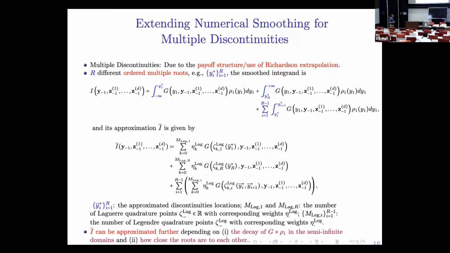Then you use maybe Laguerre quadrature for these semi-infinite integrals, and for each of the in-between ones you can use a Legendre kind of quadrature to approximate them. I should note here that you can approximate this further if you have some knowledge about the decay of the product of G times rho 1, because then you can approximate the semi-infinite integrals, or because you have some roots that are close to each other. So you can neglect, in a good way, the integrals that happen in between.